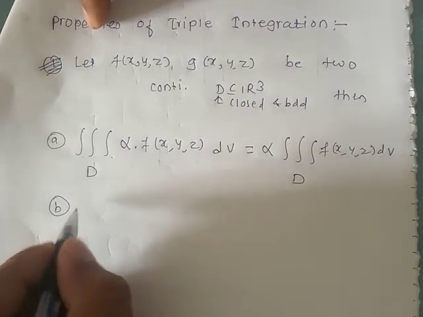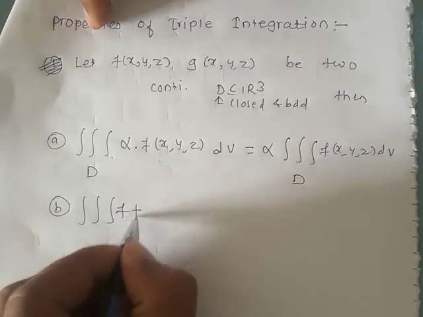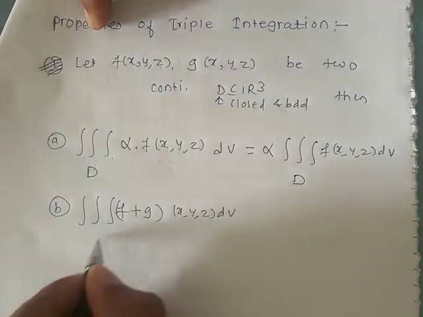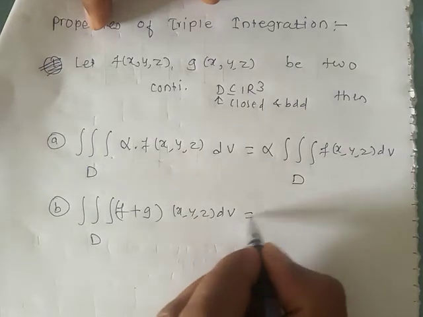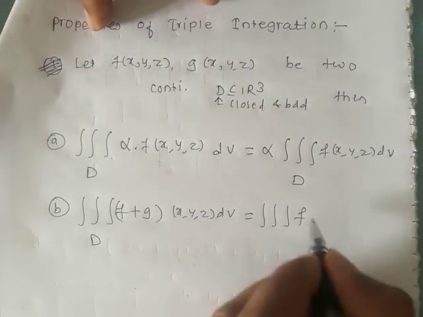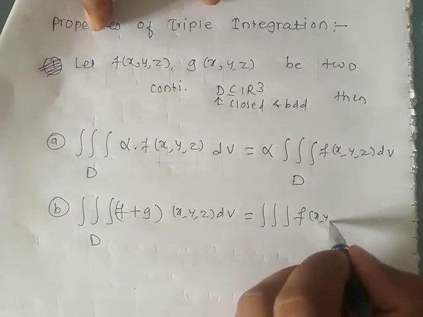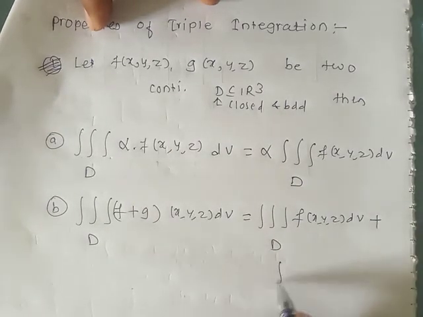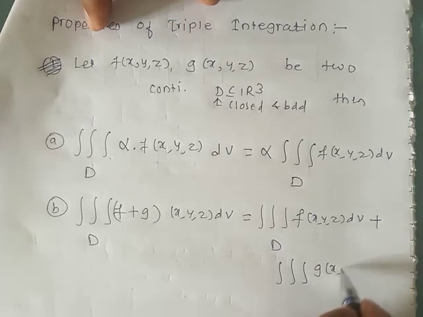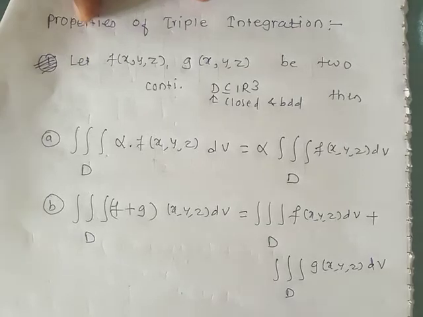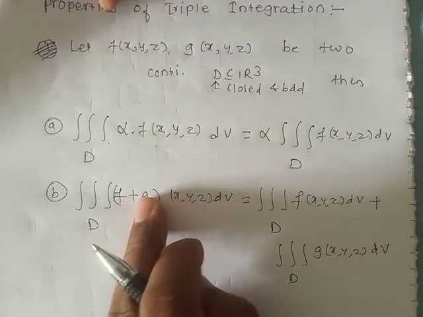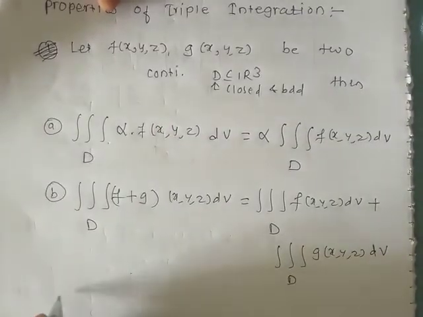Next one, triple integration of f plus g of x y z dV over D is equal to triple integration of f of x y z dV over D plus triple integration of g of x y z with respect to V over the same region D. This is the additive property, this is the scalar multiplication property.